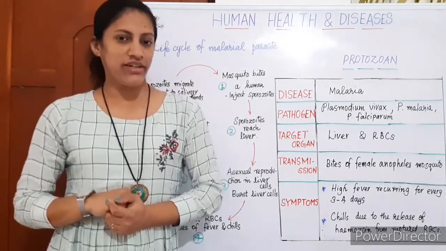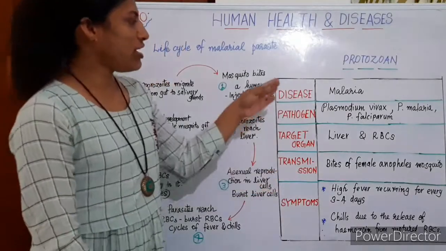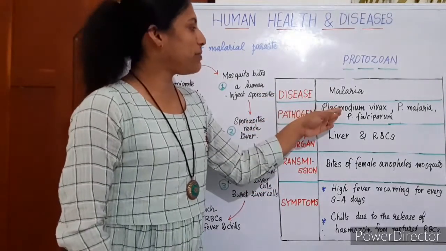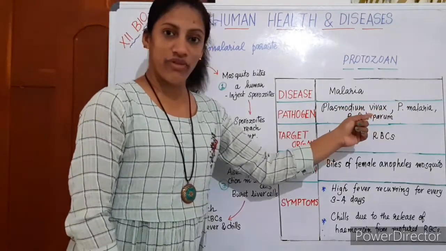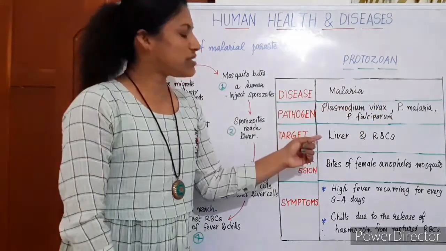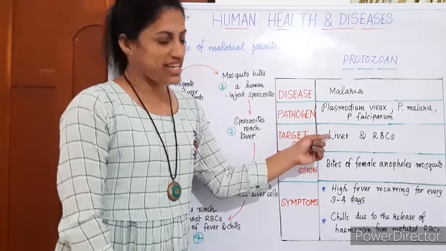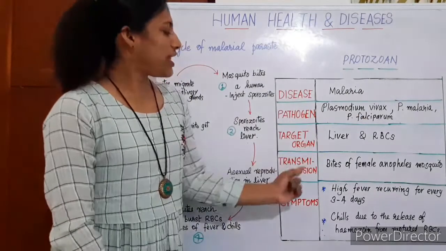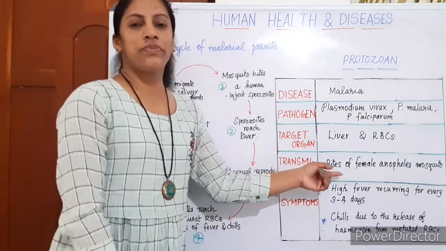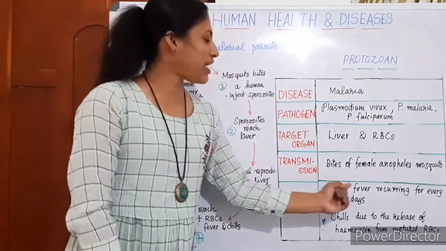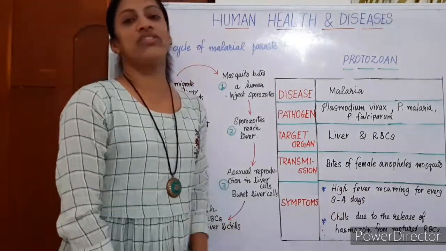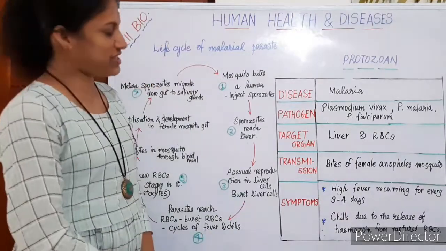Is it clear? So just have a look. The pathogen name is Plasmodium. 3 common species are vivax, malariae, and falciparum. The target cells are liver cells and RBCs. Transmission is through the bites of the female Anopheles mosquito. The major symptoms are high recurring fever, then chills due to hemozoin release.